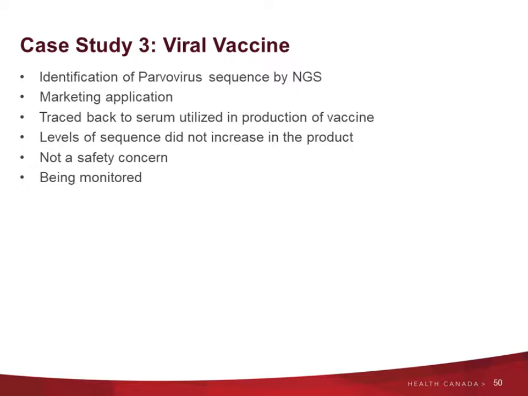And if any of you are unfamiliar with what Next Generation Sequencing is, it's a very, very sensitive method whereby a very broad range of sequence data is generated. And so this parvovirus sequence, which was detected, was traced back to serum utilized in the production of the vaccine. The levels of sequence did not increase in the product, which is suggestive that there is no active replication taking place. But this is a good example of the use of a new technology and the things that can happen when a new technology is employed.